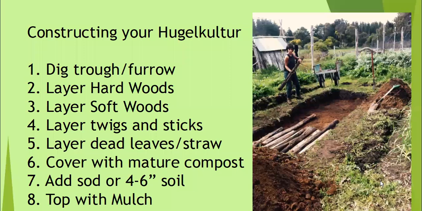So you'll start by layering hardwoods, and then on top of that, put your softwoods. The next layer is going to be twigs and sticks and wood chips. And then cover that with dead leaves and or straw if you have it available. Cover that with a layer of mature compost, and probably about 4 inches is adequate on that. And then add sod or another 4 to 6 inches of soil, and then top it with mulch.